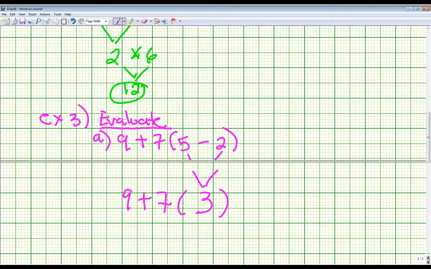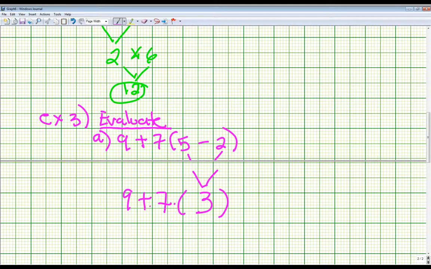The reason I'm going to keep those around the 3 is because there is something going on between the 7 and the 3. Even though there's no operation in between there, no plus sign, subtraction sign, multiplication or division sign, when there's a number and a parenthesis, it really means multiply. So I'm going to put a dot there to remind us that we are multiplying.